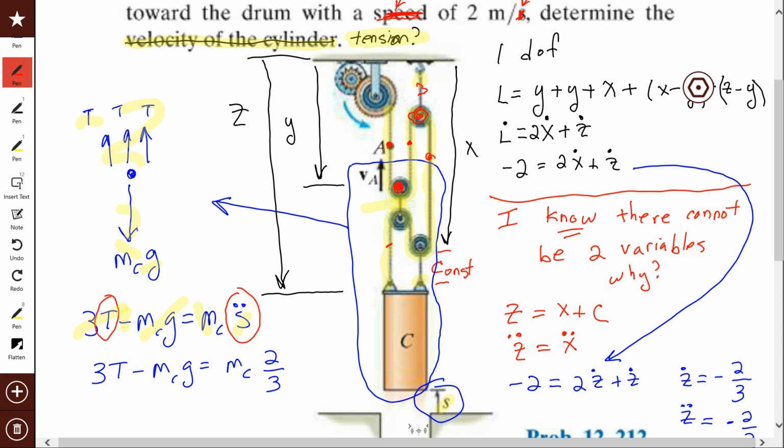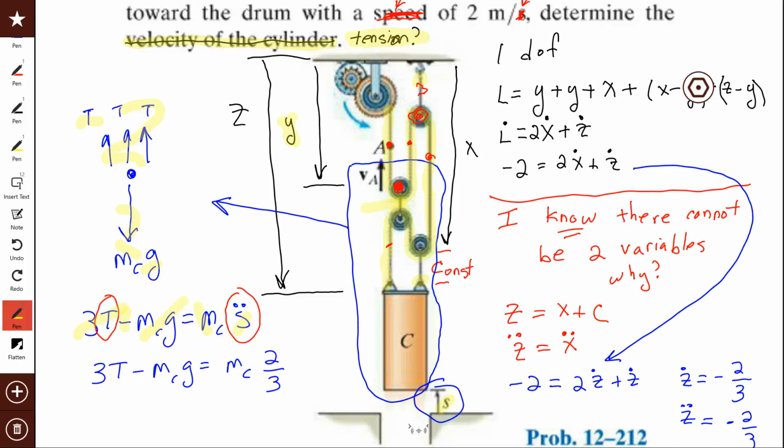So what I do is I label a variable. I say, okay, well, let me make a note of that. I'm going to label a distance from the ground down to that pulley. So this would be the absolute. It's not a relative, but this would be an absolute. When I take derivatives, that would be the absolute position, velocity, and acceleration of that pulley.